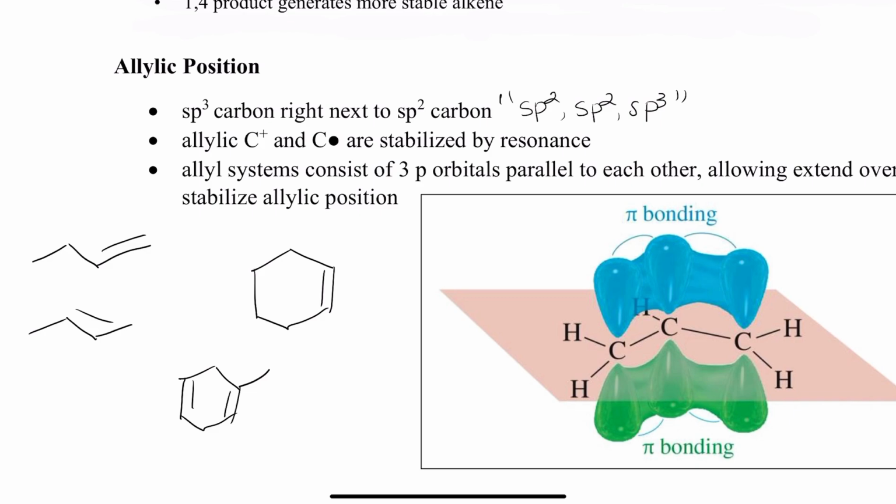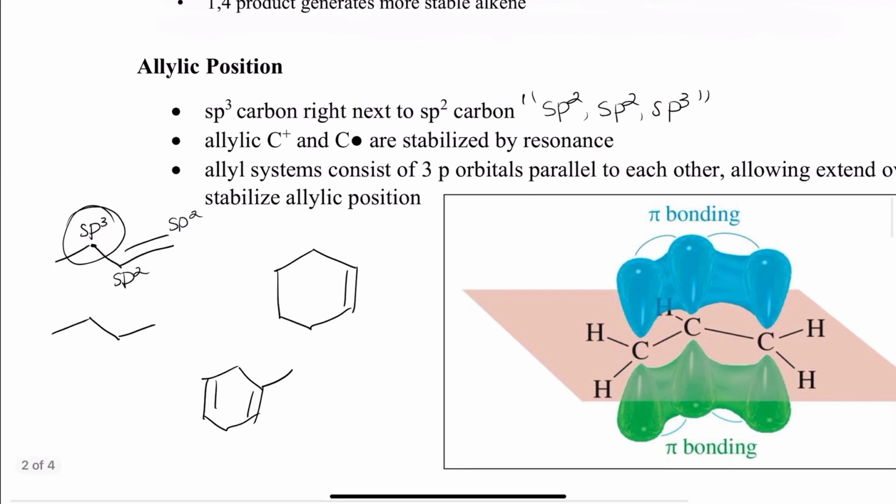So usually whenever you have a terminal double bond, you're only going to have one allylic position. If I look at the first structure I drew, this carbon over here, carbon number 2, is sp2 hybridized. And right next to that double bond, this carbon right here, carbon 3, is sp3 hybridized. So we would say that this is an allylic position.